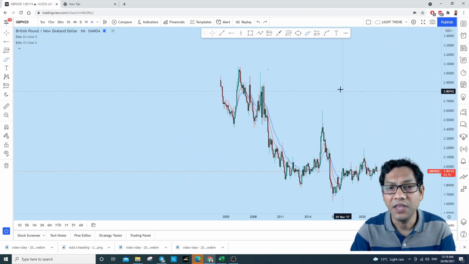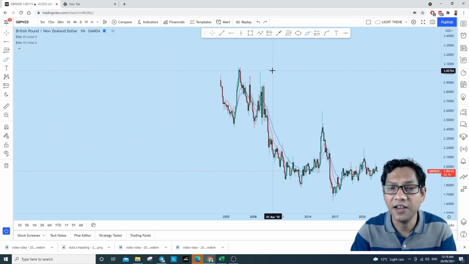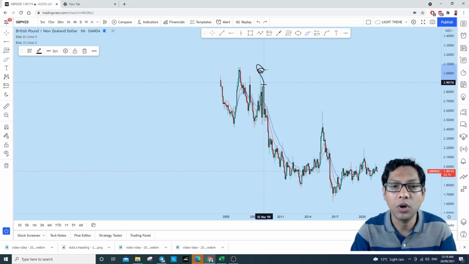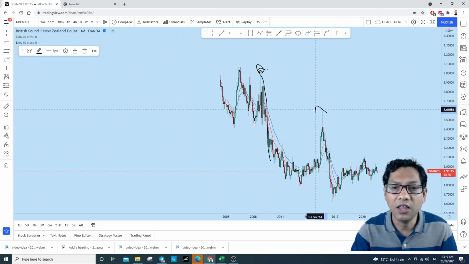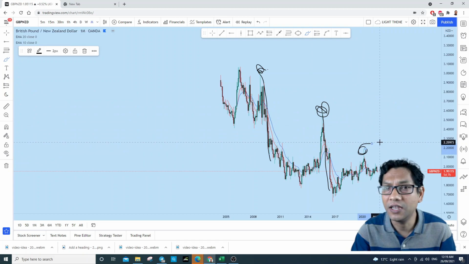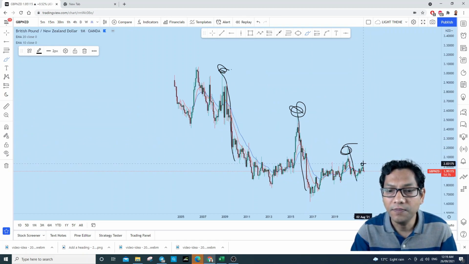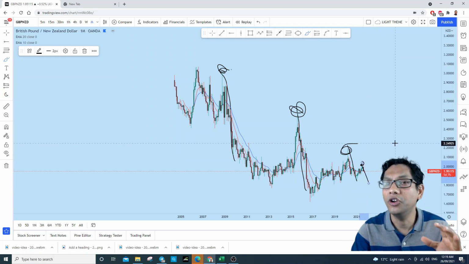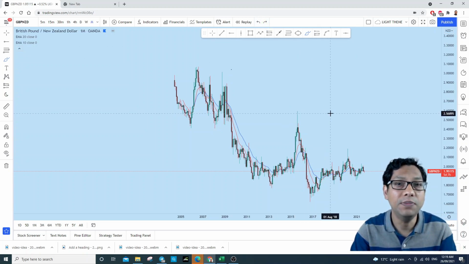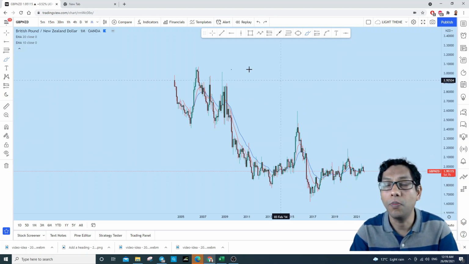At the same time, you can see there is a pattern here. Look at this one. There is a big long wick candle on the monthly, and after that what have we seen? A drop. There has been another long wick candle, and then what have we seen? A drop. Another long wick candle, every time creating a lower high and then a drop. There has been another long wick candle, and what can we expect? A drop. So the higher time frame, with a lot of confluence, is saying that GBPNZD is dropping.